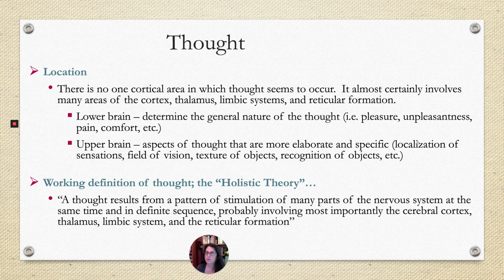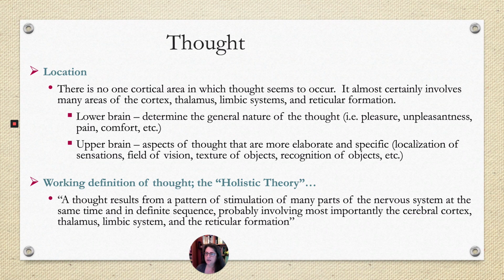For example, the lower brain, like the brainstem or thalamus, determines the nature of the thought, whether it's pleasant or unpleasant, or painful. Those are the background aspects of the thought. Whereas the upper brain is involved with the specifics about the thought: where exactly you're feeling something, what you're seeing and what you're thinking about what you're seeing, recognizing what things are. That's going to be more upper brain.